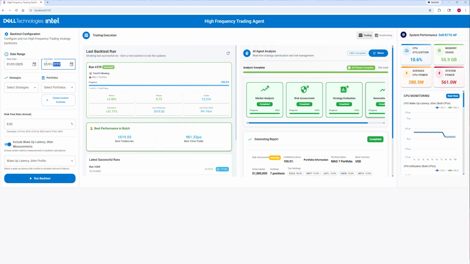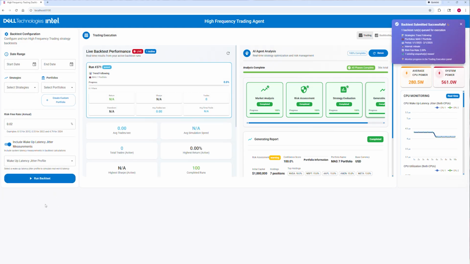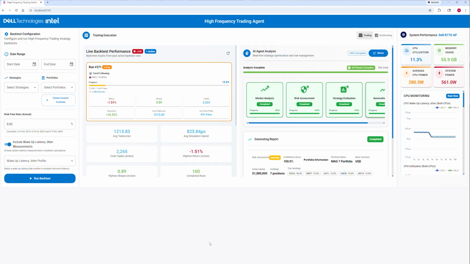At this time, we are going to use the 8592 Plus CPU, which is the Emerald Rapids CPU, and run the backend test. And you will see that the same simulation using the jitter profile of that specific Emerald Rapids CPU is being considered, and we'll get the results out of that. It started running now, so it's about 65%, 100%.